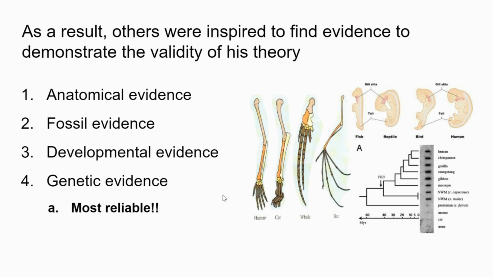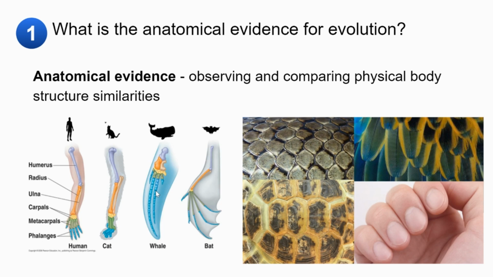But let's get into anatomical evidence first. What counts as anatomical evidence? If we're observing and comparing physical body structure similarities among organisms and even among species, then we're considering anatomical evidence. As the name suggests, you must be looking at anatomy, internal and external. If we find that the makeup of certain body parts originate and are formed from the same structures, we would say that there is anatomical evidence for relatedness between species.